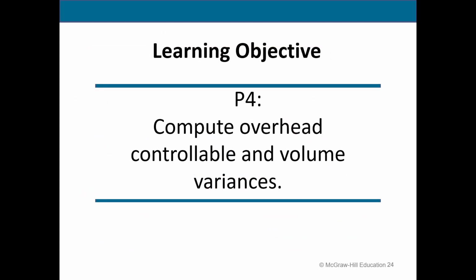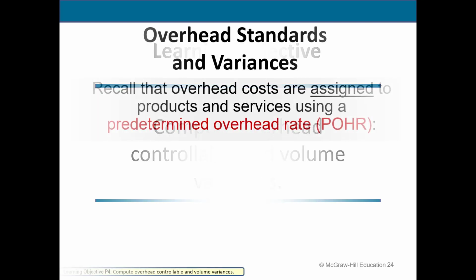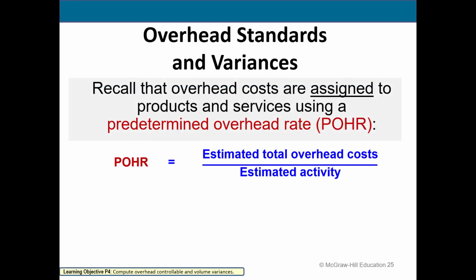So next we'll look at overhead variances. You'll recall from previous chapters that we compute a predetermined overhead rate by dividing the estimated overhead costs for the period by the estimated activity for the period. Then we'll use the predetermined rate to assign overhead costs to work in process.